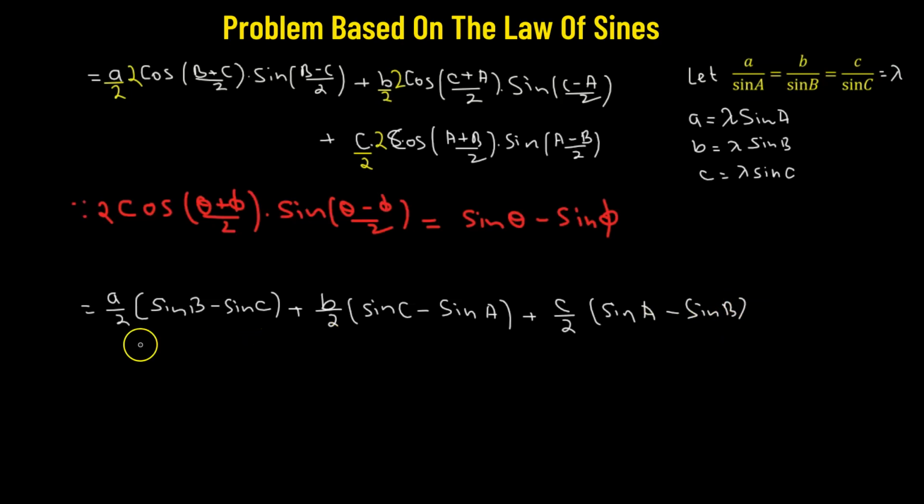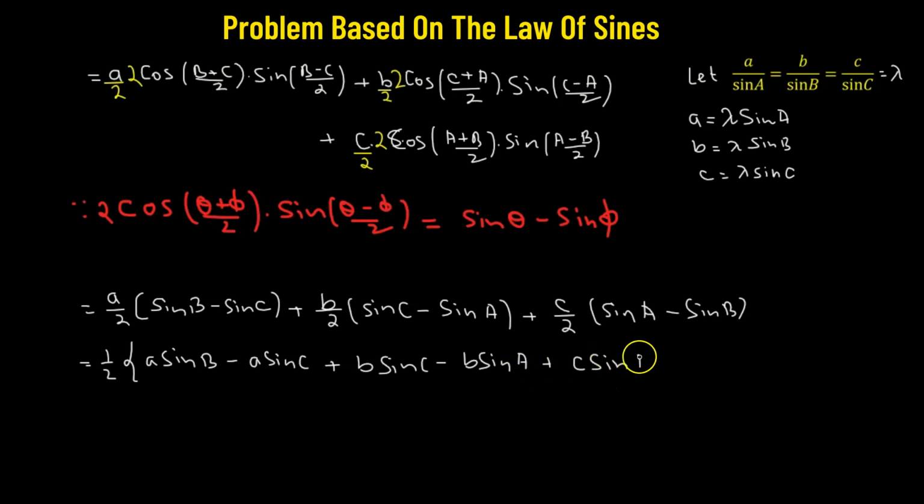Fine. So let's multiply with a. We're going to take half as the common factor from each of the three terms. We get a sine B minus a sine C plus b sine C minus b sine A plus c sine A minus c sine B. Now we have defined the values of a, b and c: a is lambda times sine A, b is lambda times sine B and c is lambda times sine C. So let's introduce these values in place of a, b and c. Now we will have lambda in each of the terms, so we can factor that lambda out.